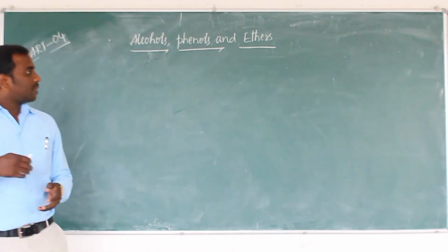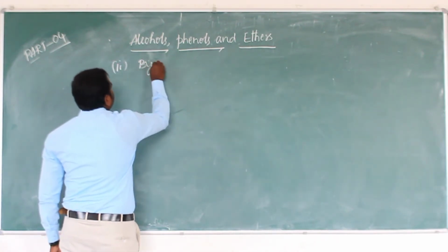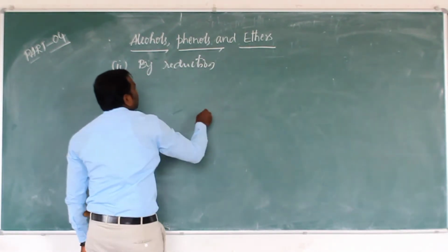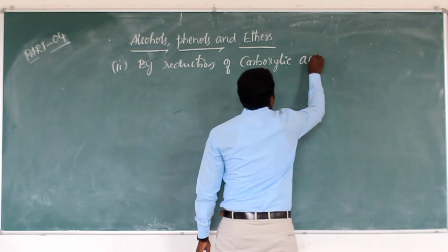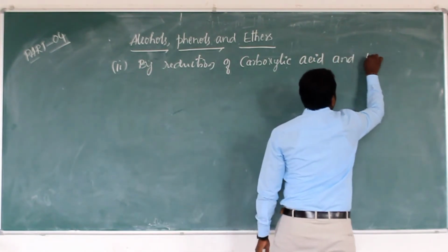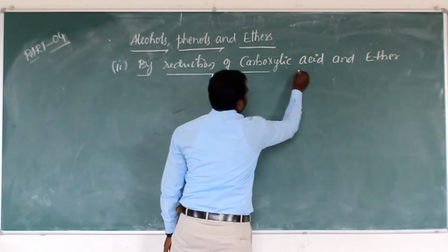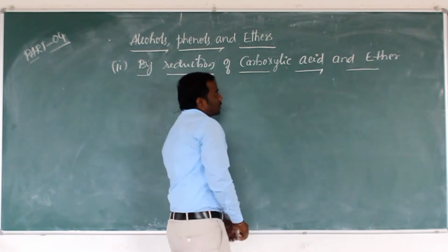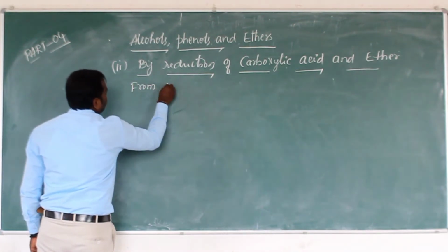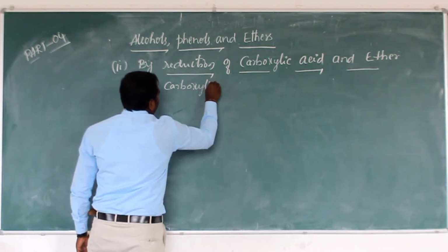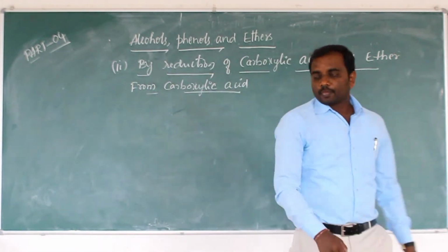Now, in this section, the remaining part of the preparation of alcohol is by the reduction of carboxylic acid and ether. First we discuss how to prepare alcohol from carboxylic acid.